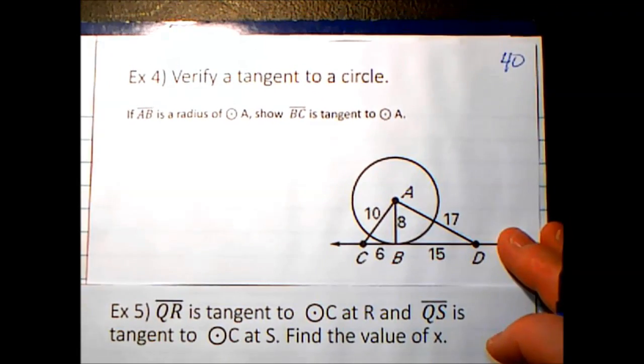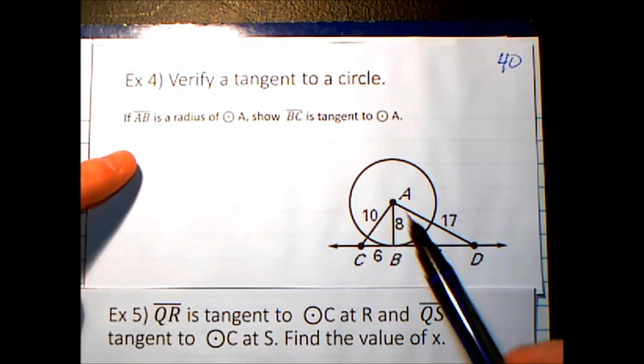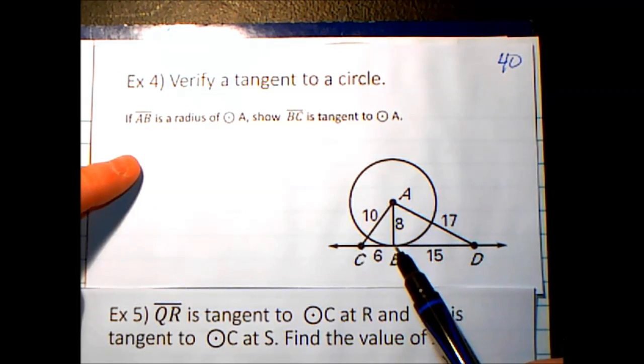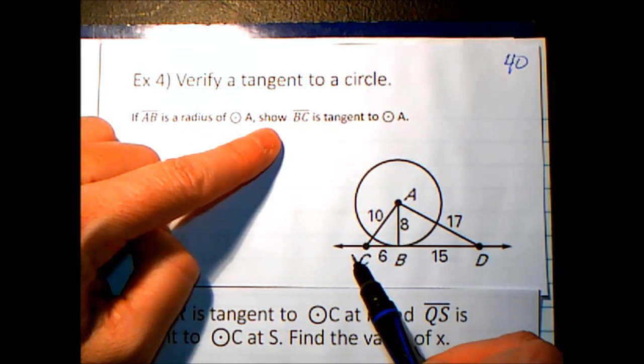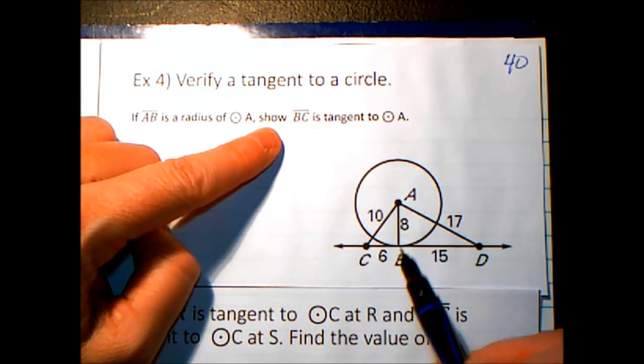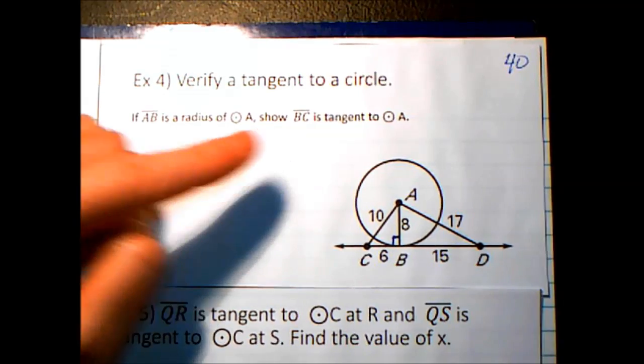Okay, I'm going to page 40 now. It says verify a tangent to a circle. It does say that AB right here is a radius of my circle A, and it wants me to show that BC is tangent to circle A.